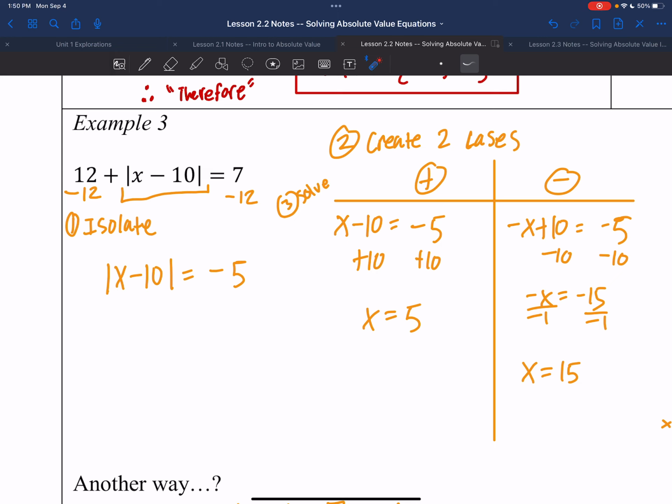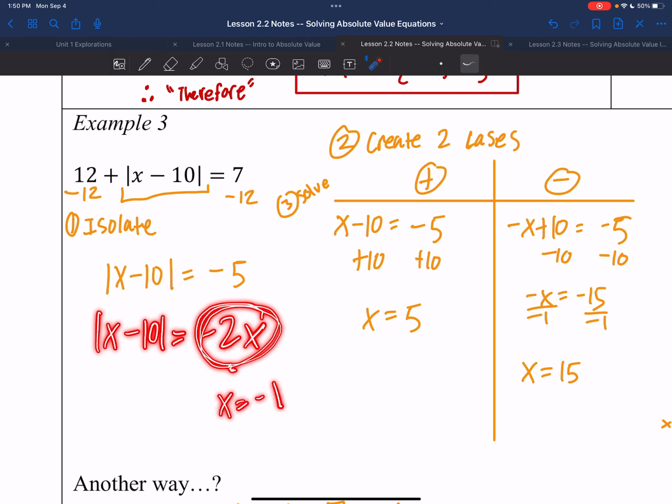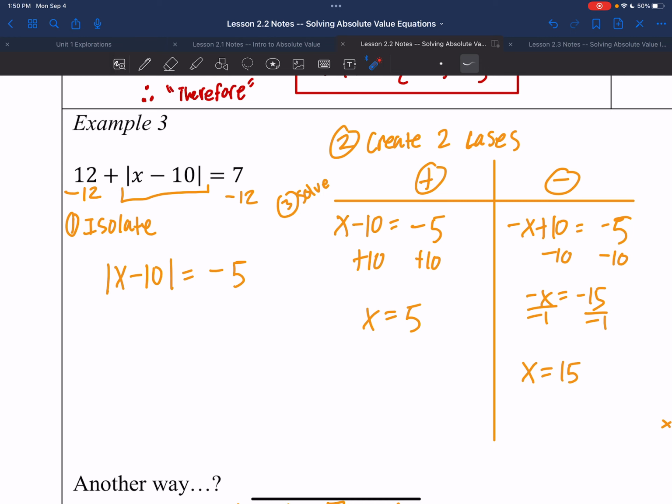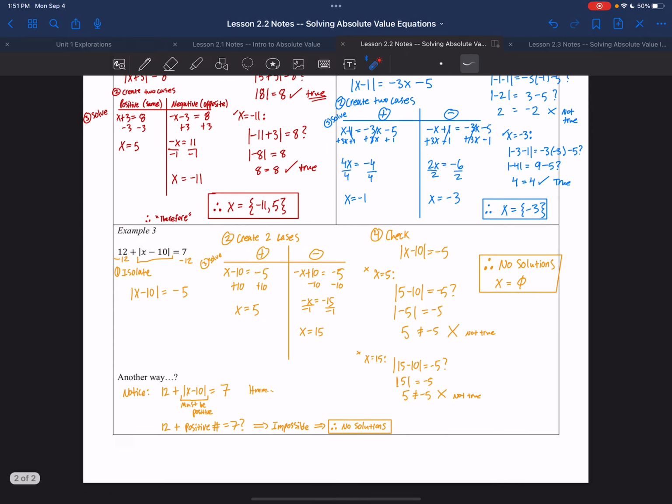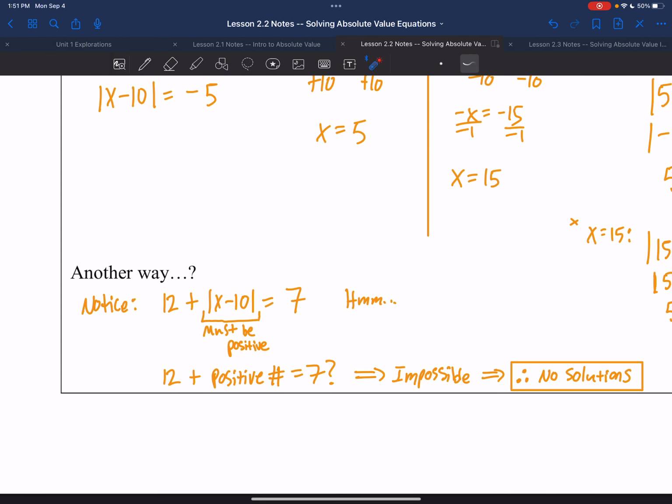Now, do be careful with this line of reasoning, because if this said absolute value of x minus 10 equals, like, negative 2x, it's not necessarily true that negative 2x is always negative. Suppose x is negative 1, then that's positive 2. So careful, careful, careful. If you have an x on this side, you probably can't make a deduction, and so you have to do all this business. But if it's just equal to a constant and that constant is negative, you know it's no solutions.